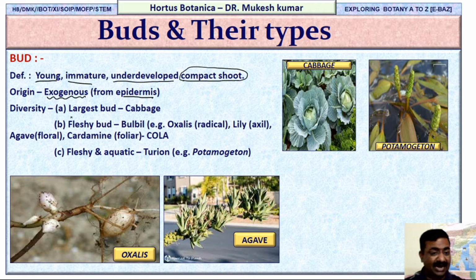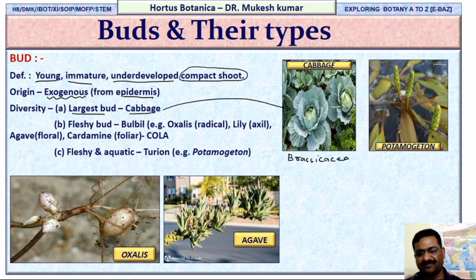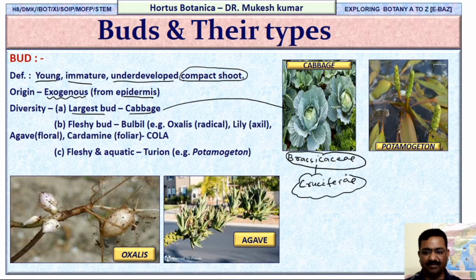Diversity, yes, the largest bud is cabbage. See, this cabbage belongs to the very important Brassicaceae family. We will study it later in the family chapter. Brassicaceae, or earlier it was called crucifers or Cruciferae, the old name of Brassicaceae. Now, the fleshy bud is called bulbil.